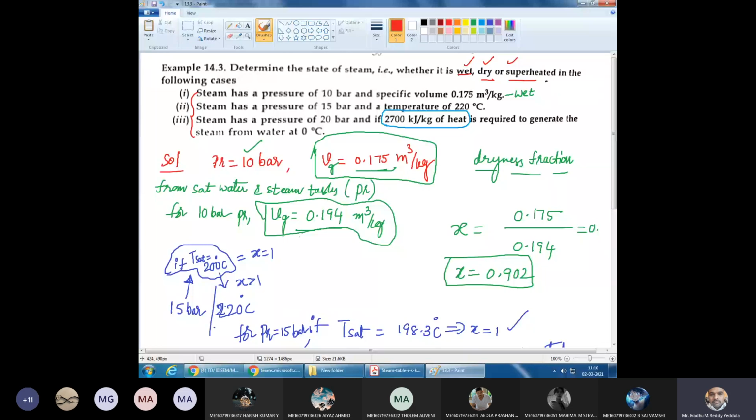If our values are greater than those values, it is superheated steam. If our values are less than or equal to those values, it is wet steam. If it is equal, that is dry and saturated. Clear this problem? Right, next problem.